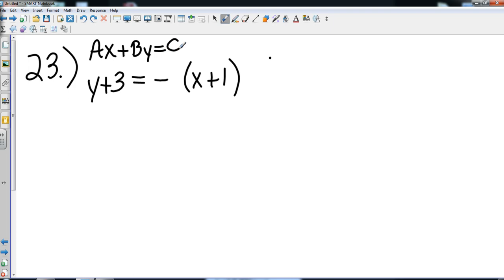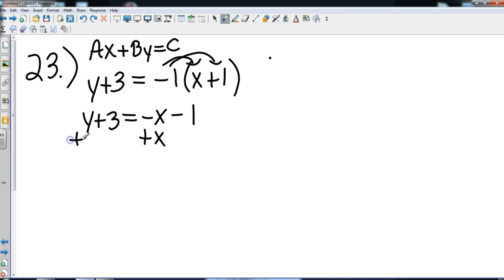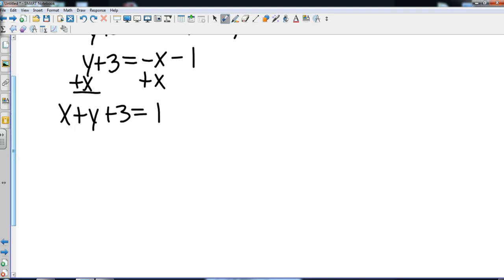So what am I going to have to do first? I have to do the distributive property. Hey, there's nothing out there to distribute. It's just a negative. Okay, cool. Put a 1 there. Same thing. So now I draw my arrows, and I get y plus 3 equals negative 1x. I'm just going to put negative x because it looks smarter. Minus 1. If I want to get the x to the other side, I'm going to add it. And now I've got x plus y plus 3 equals negative 1. And what do I do with the positive 3? Subtract it.